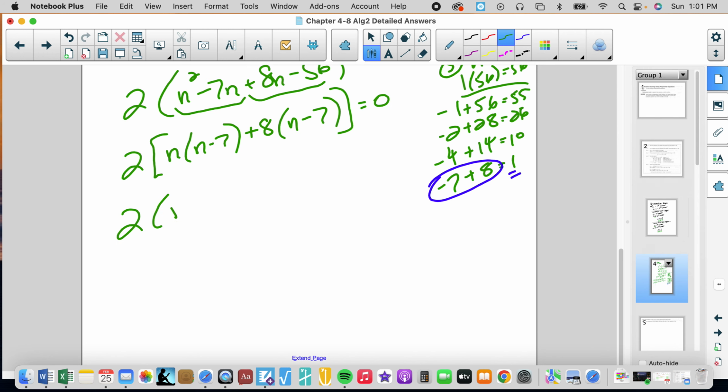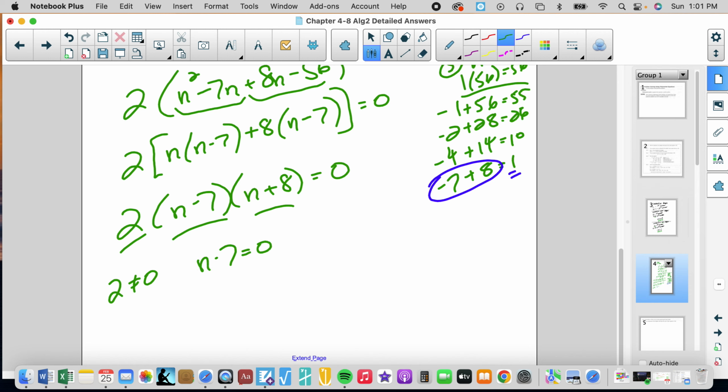And we get 2 times (n minus 7) times (n plus 8) equals 0. The product of these three numbers must equal 0, so we set each one equal to 0. 2 is 2. It can never be 0, so that's not a solution.